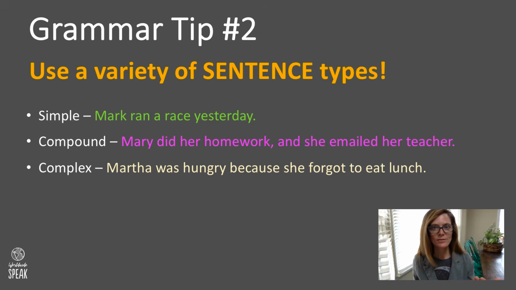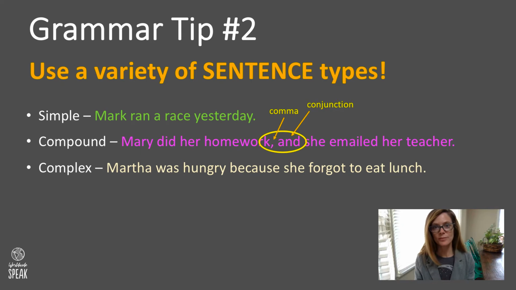Now, when we have the compound sentence, we have 2 independent clauses or 2 simple sentences that can stand by themselves. When we put them together with a comma and a conjunction, it becomes this longer compound sentence. If we took away the comma and the conjunction and put a period there, then you could have 2 simple sentences.